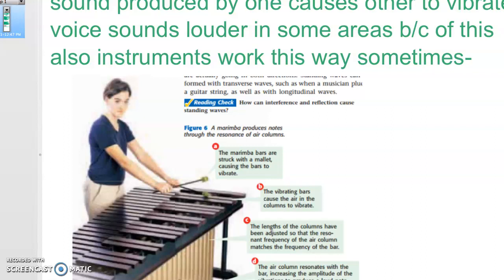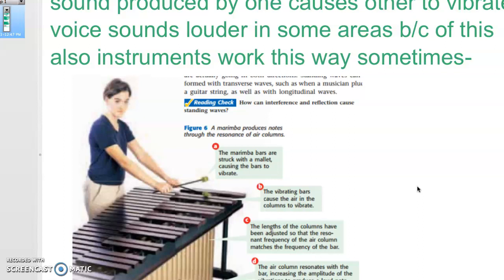So the bars are struck with the mallet, and then the vibrating bars cause the air in the columns to vibrate, and then the lengths of the columns are a different size. So if you look down here, you can see the sizes are different, really long versus way shorter here. And so they have those different lengths because the resonant frequency of the air column will match the frequency of the bar that is played. So that's pretty cool. And the air column then resonates, right, or vibrates with the bar, increasing the amplitude, so producing this beautiful loud note.